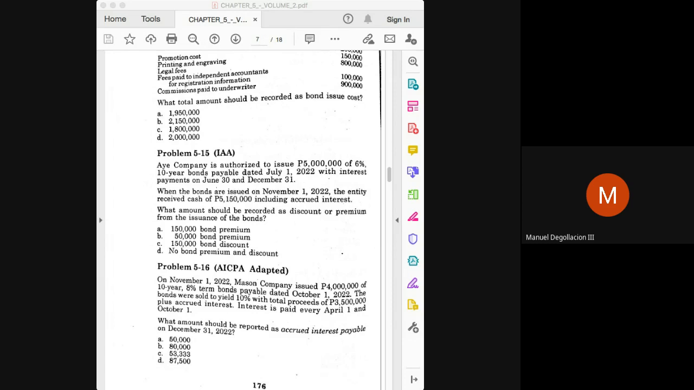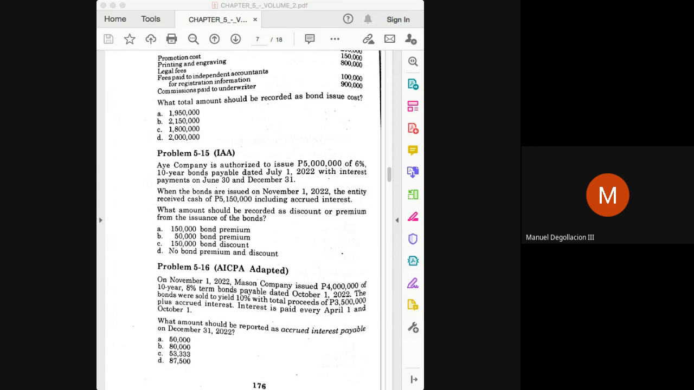And you can get the correct amount of accrued interest if you'll be able to compute the correct amount of accrual period. So what would be our accrual period here? Again, the date on the bond was July 1, and it was issued on November 1. By the time it was issued on November 1, wherein we received 5,150,000, there was already interest from July 1 to November 1.